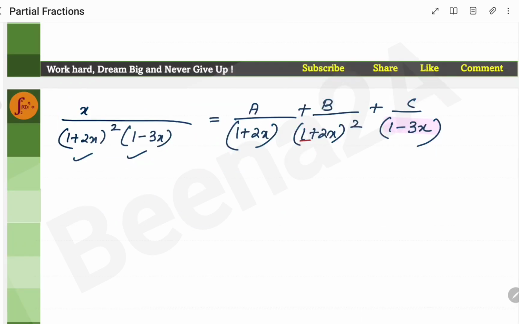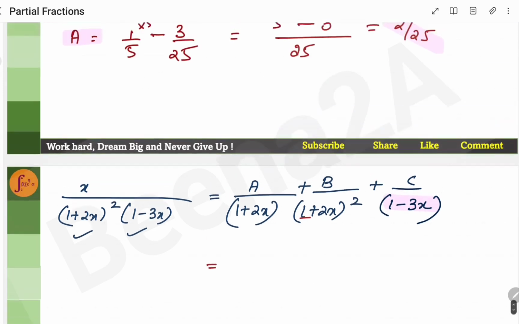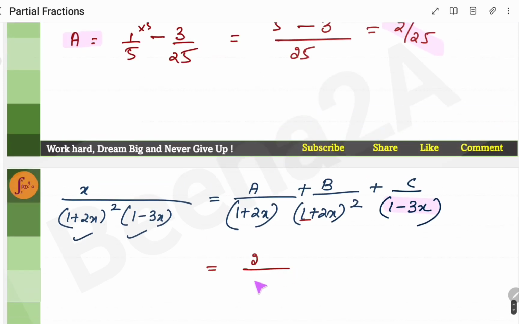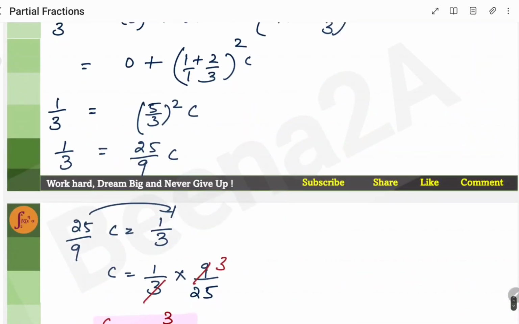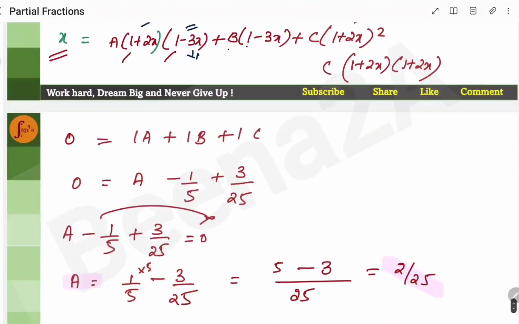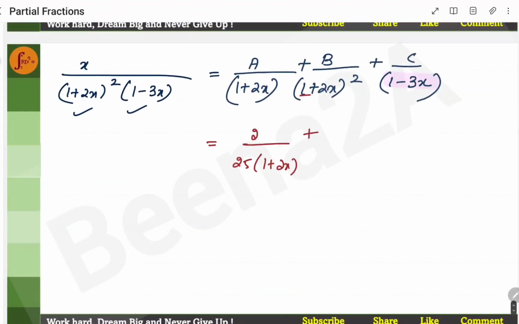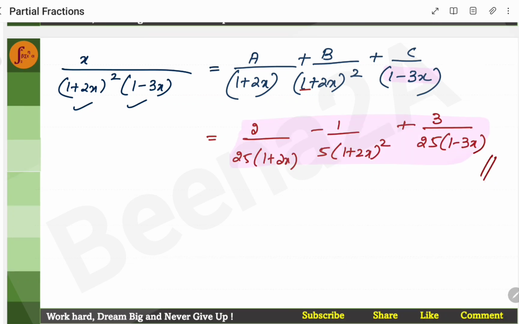So take the original expression, substitute the values of A, B and C. A is 2 by 25 into 1 plus 2x. B is minus 1 by 5, C is 3 by 25. B is minus 1 by 5 into 1 plus 2x the whole square. C is 3 by 25. So this is the final answer.